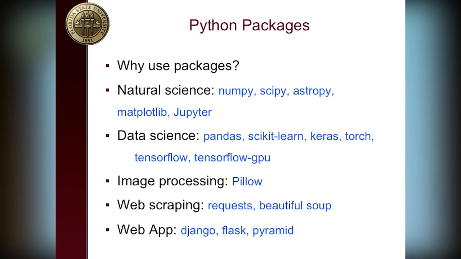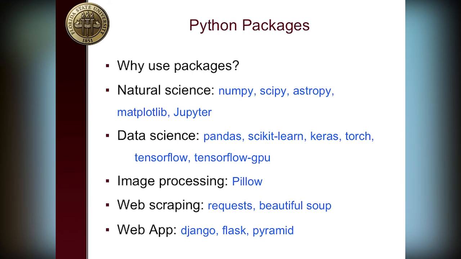For data science, we do Pandas, Scikit-learn for machine learning, Keras, Torch, TensorFlow, TensorFlow GPU, these are for machine learning. And for image processing, for example, Pillow. For web scraping, there are the requests library and the Beautiful Soup library. Beautiful Soup is really good for web scraping. Okay, if you are interested in this part, remember the name of this package. And for web applications, we have Django, Flask, and Pyramid, probably the top three.